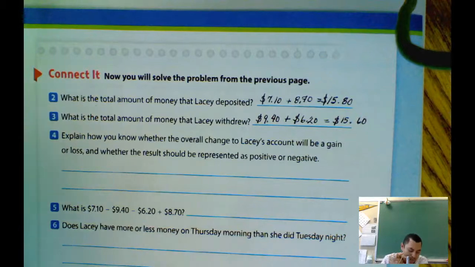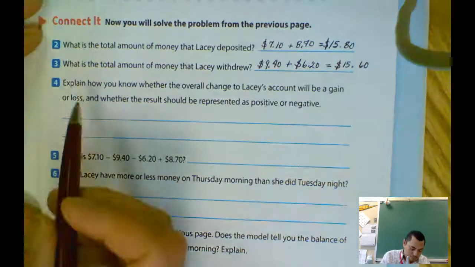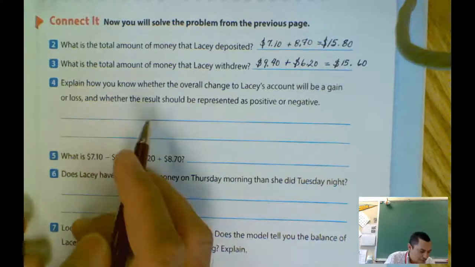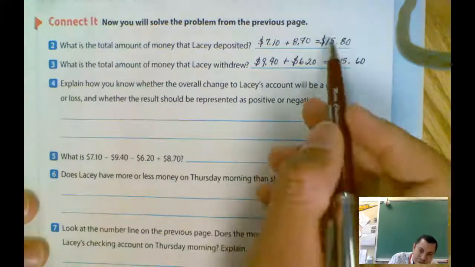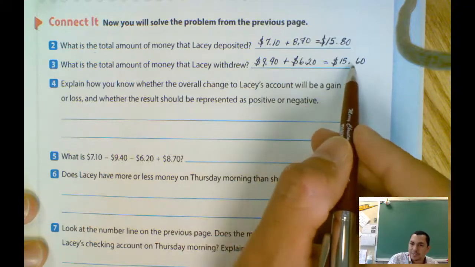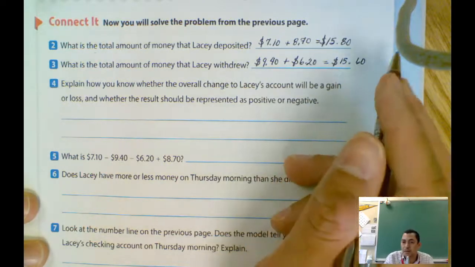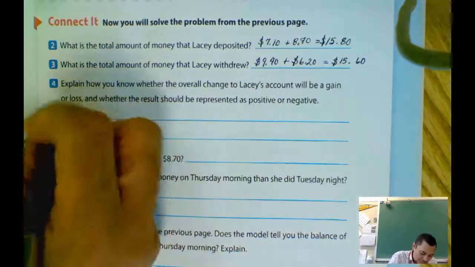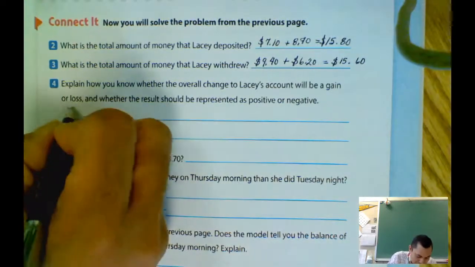So number 4, explain how you know whether the overall change to Lacey's account will be a gain or loss, and whether the result should be represented as positive or negative. So we're going to figure out if it's positive or negative. In this case, Lacey deposited. As you can see, she put more money into the account than she withdrew. It's like 20 cents, but still, it's positive. It's not losing money.